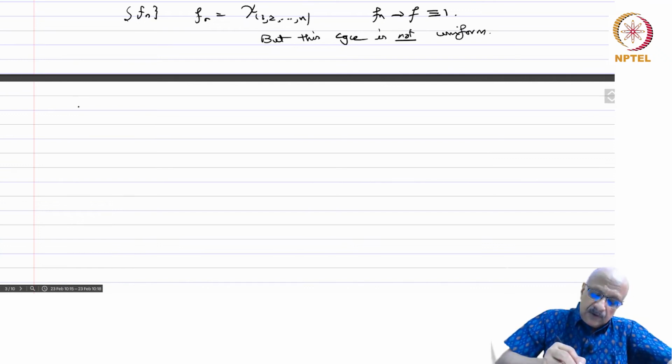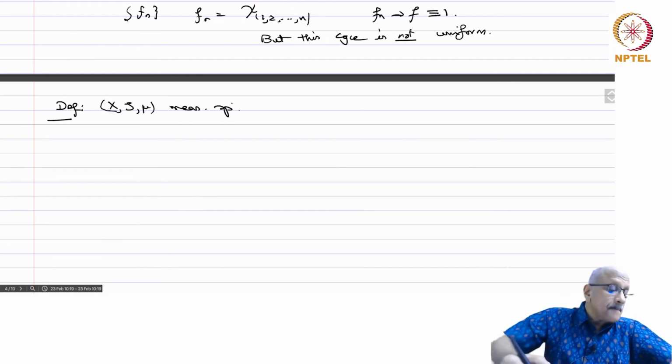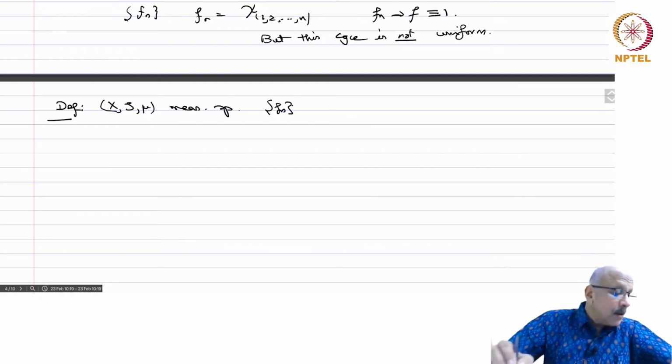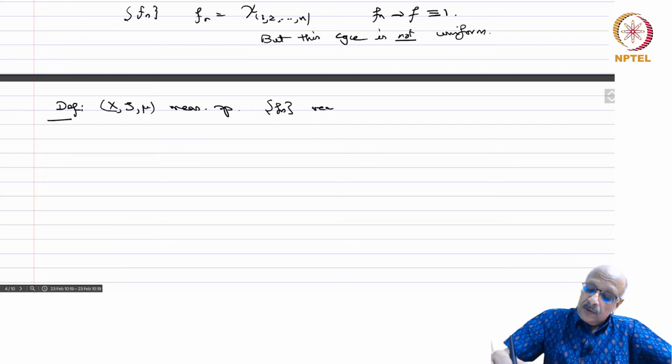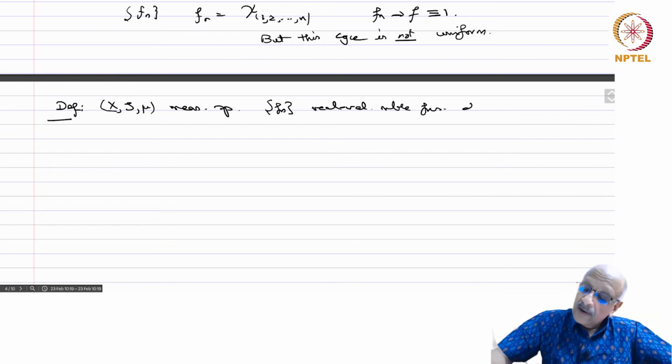So inspired by this Egorov's theorem, we make the following definition. Let (X, S, mu) be a measure space and f_n real valued measurable functions defined on X.